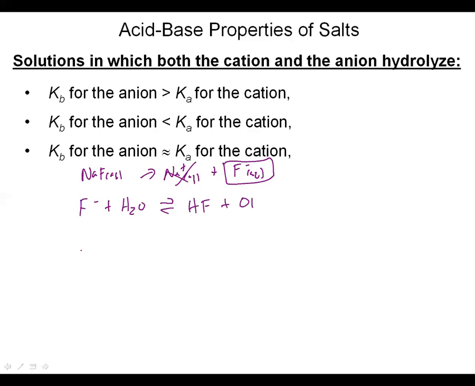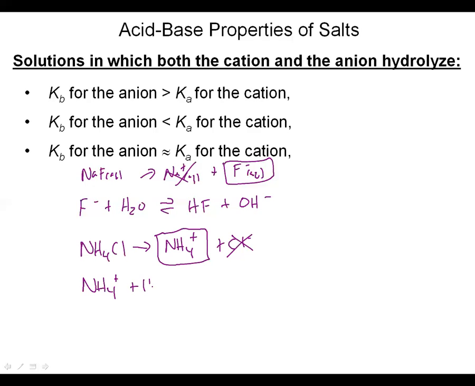And similarly, like in that earlier one, when we were looking at ammonium chloride, when it broke apart, it gave us the ammonium and the chloride. Again, here, the chloride is not going through hydrolysis, but the NH4 plus could, producing H3O plus in this case, which again would make it acidic.